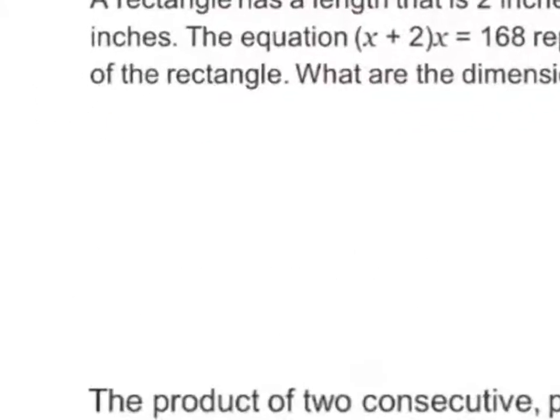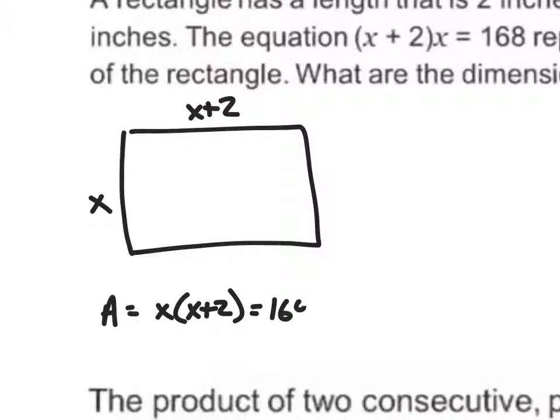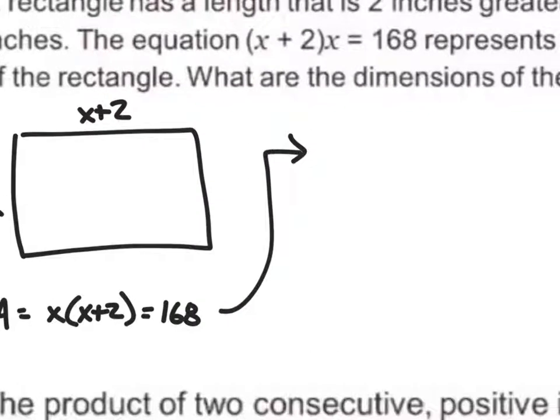So here's what we got. If I draw a picture of this real quick, this length here is x, this is x plus 2. If I take my area, I'm going to take x times x plus 2, and that's going to give us a total of 168. So that's how they get that. Now what we want to do is solve this equation. So what I'm going to do is distribute my x here. So I've got x squared plus 2x is equal to 168.